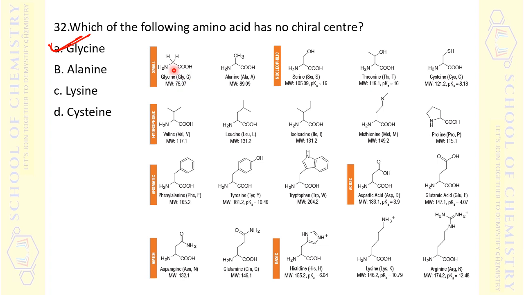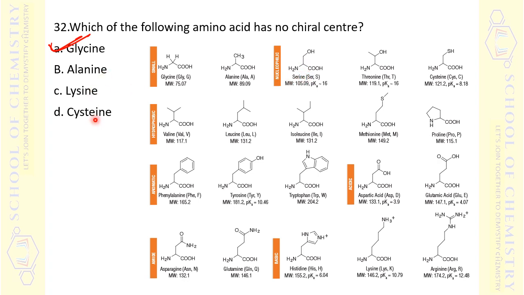Only in glycine can you see that the four groups attached to the carbon center are not all different, since two hydrogens can be found. In all other cases, the groups attached to this particular carbon atom are different, and you might know this fact that when a carbon is attached to four different groups, it will be chiral, right?